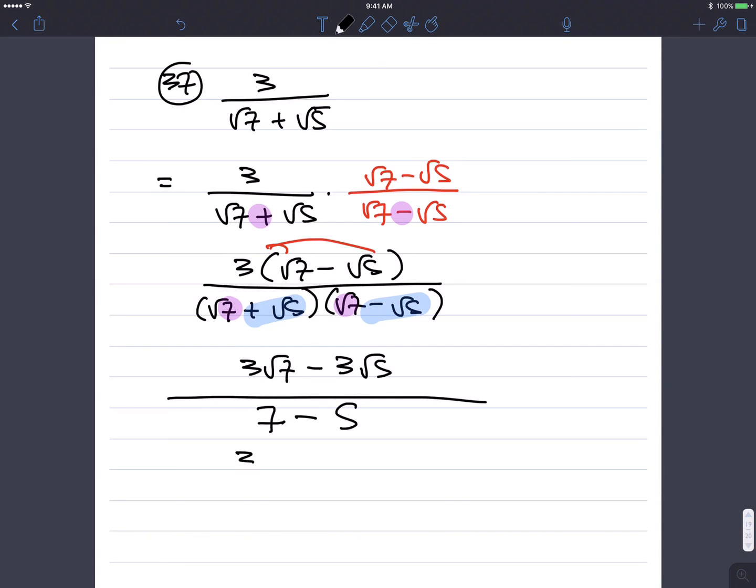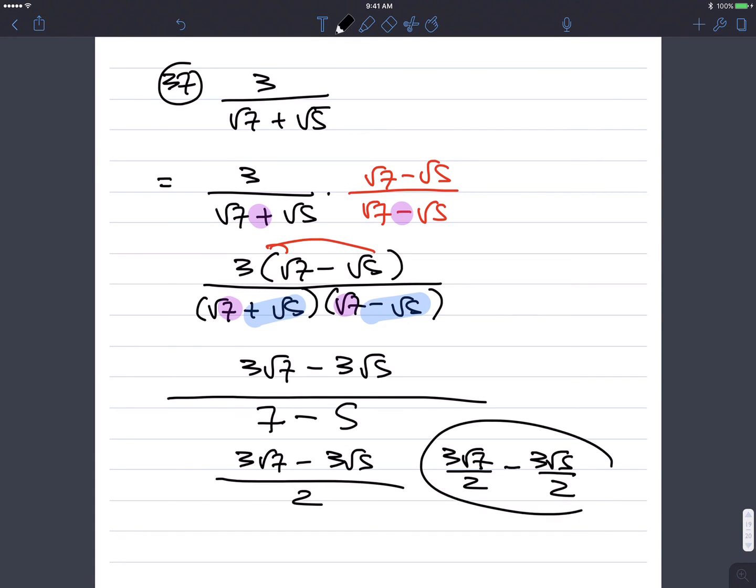We have 3 times the square root of 7 minus 3 times the square root of 5 over 2. Distribute your 2. Distribute that division of 2. 3 square root of 7 divided by 2 minus 3 square root of 5 divided by 2. Let's write that 3 better. Minus 3 square root of 5 divided by 2. And we're done.